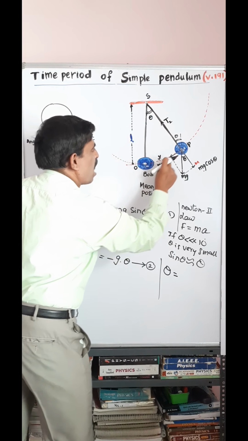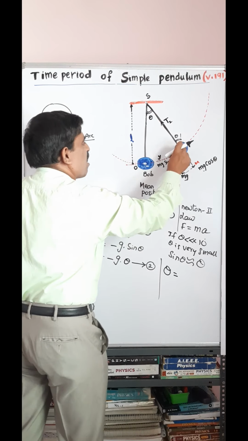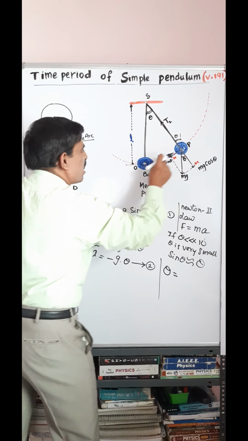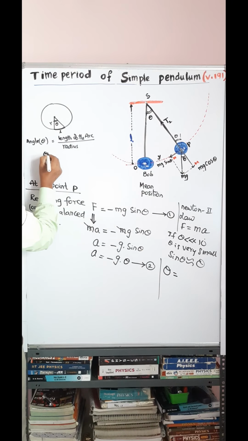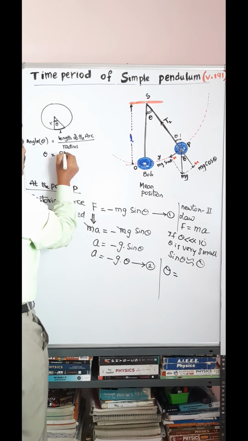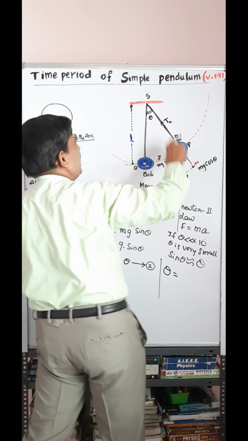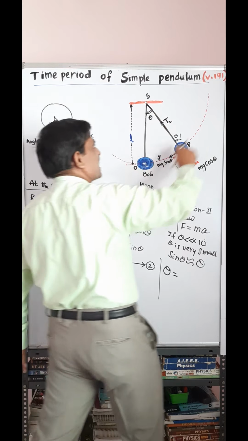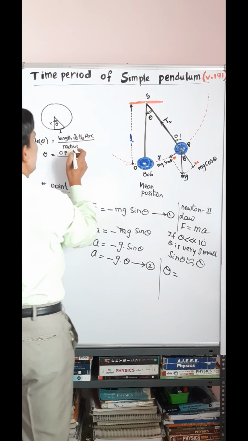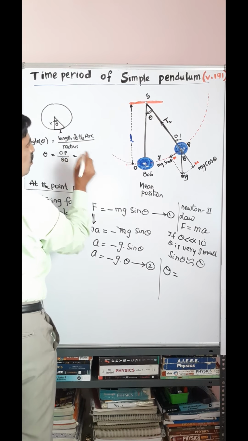This is the small portion of the circle. We are calling it the arc of the circle. Here, OP is the arc of the circle. Theta is equal to the length of the arc, nothing but OP. Now it is the circle, so this is the radius. The radius is SO, and that is equal to OP.